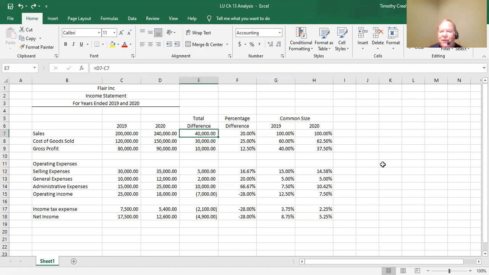Let me just point out a few things on here. And this is kind of what, if you were examining the data, what you would look at. And when I was a corporate controller, I used to do a lot of this.